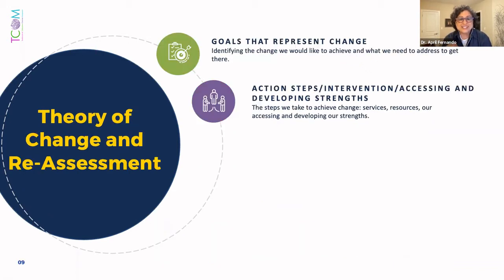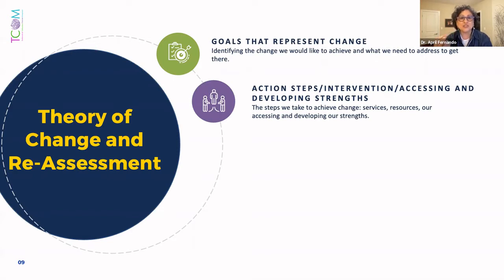So in a reassessment, we want to make sure that the plan is working. Let's look at the goals that are supposed to represent a change. And for those of us that work in a transformational collaborative outcomes management perspective, we want to help your child and your family transform. It's about transforming your lives so that your lives are better. So let's go big or go home, right?